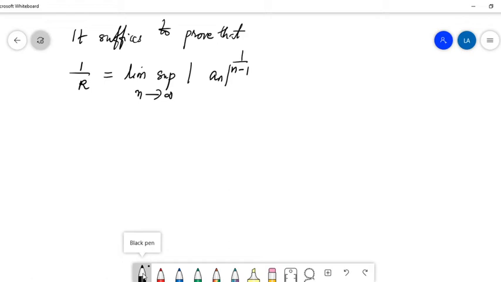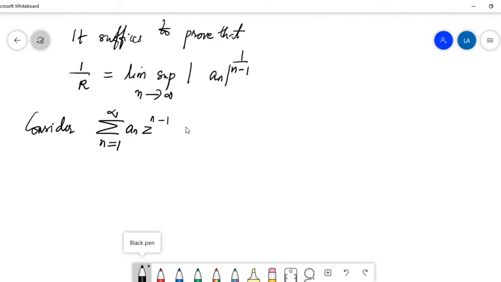Now we are thinking about something else. We are thinking about the series. Consider the summation n is equal to 1 to infinity of a_n into z raised to n minus 1.